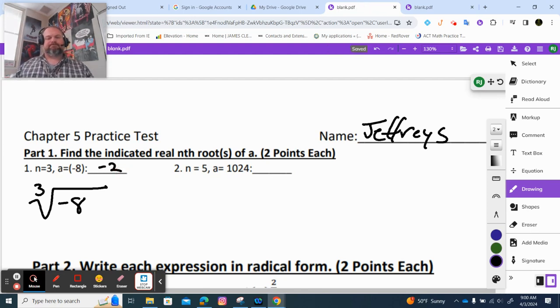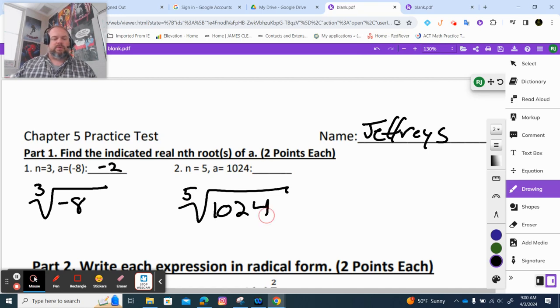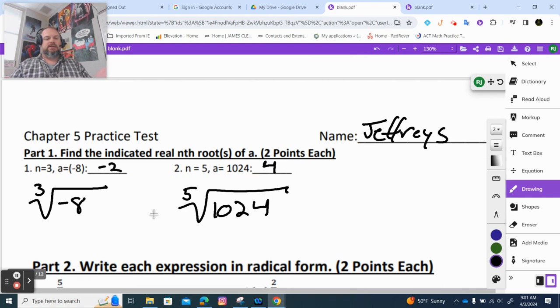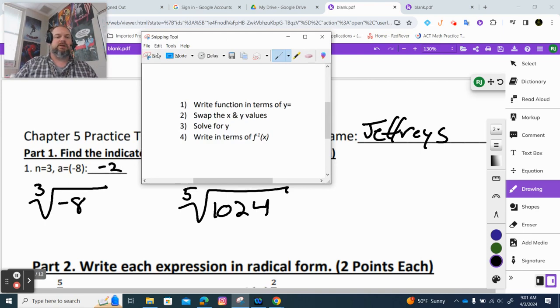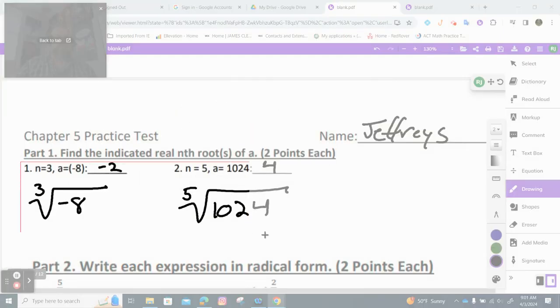All right. Kind of the same thing here. 5, 10, 24. So 5 second, raise the roof, 10, 24, enter, and we get 4. Okay. So, you can put that stuff in there. You could grab these examples if you wanted to.